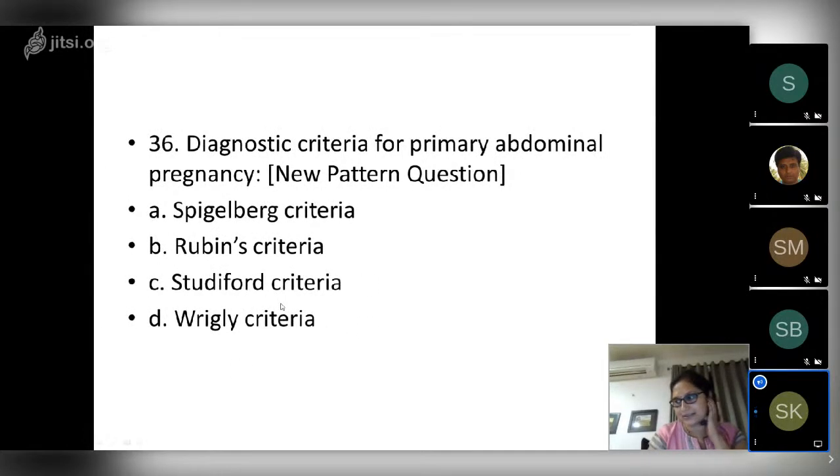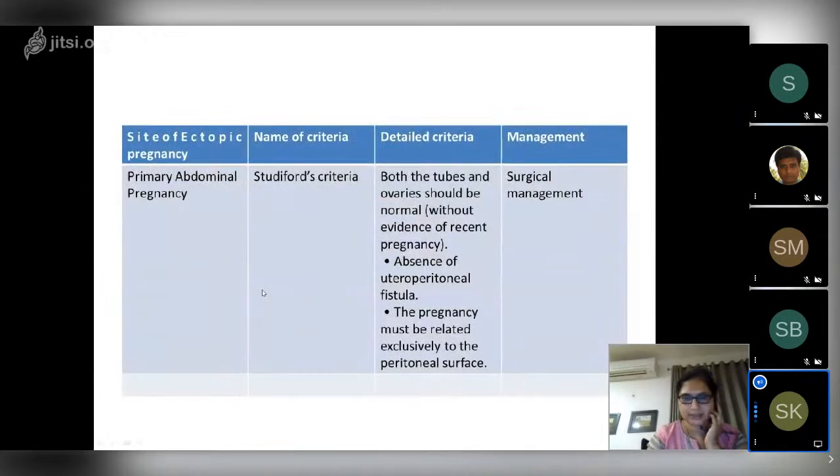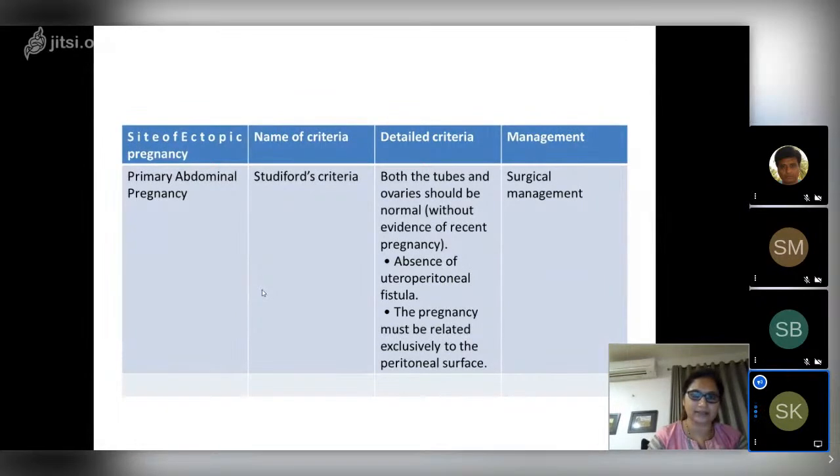It is C, that is Studdiford criteria. Okay, so the diagnosis of primary abdominal pregnancy is based on the criteria which is named after Studdiford. So let's understand what these criteria are. Whenever you want to diagnose a different kind of ectopic pregnancy, either abdominal, ovarian, or cervical, certain criteria have been put forth. So you have to remember the names. Studdiford criteria is used to diagnose primary abdominal pregnancy. So what are the detailed criteria here?